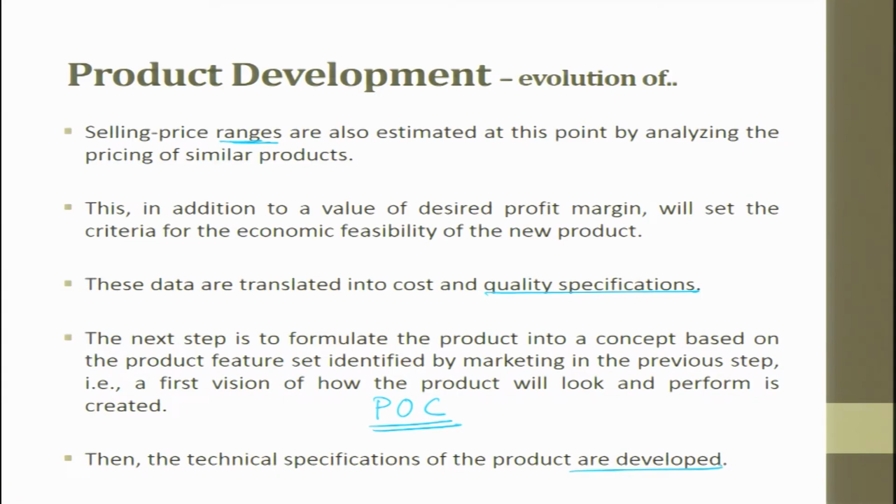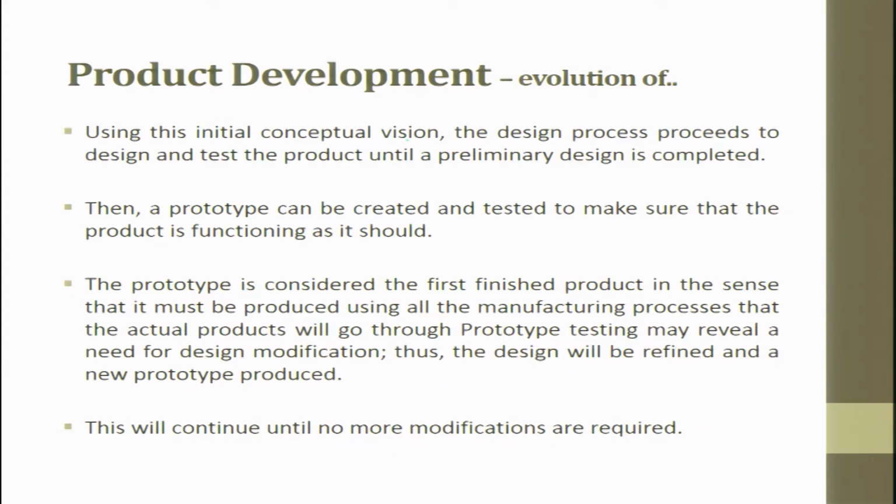So, when you talk about dosa, what are the technical specifications? The technical specification is going to be time, then it is going to be in terms of taste, and third it is going to be in terms of maintainability. Using the initial concept vision, the design process proceeds to design and test the product until a primary design is completed. So, POC and then design specification is now, to a large extent, completed.